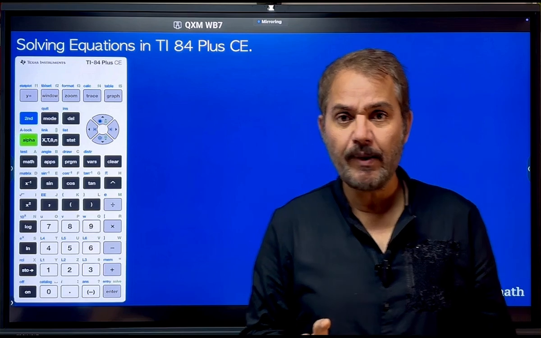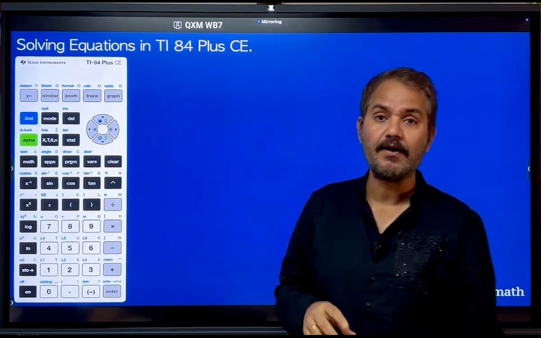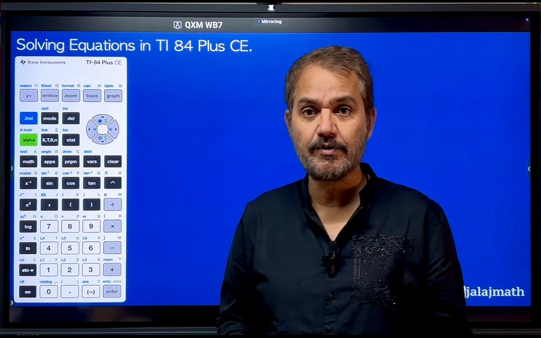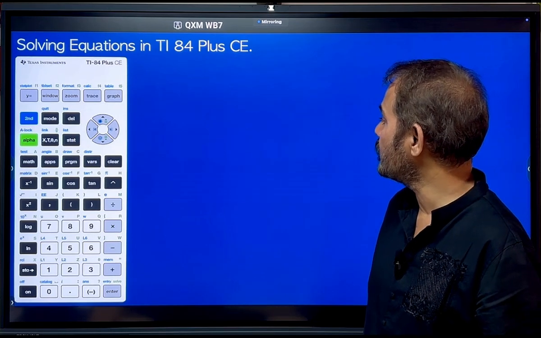In the TI-84 Plus CE, there is a built-in application called PolySimult 2, and you are allowed to use this during the examinations too. So we can use it to solve different types of equations.